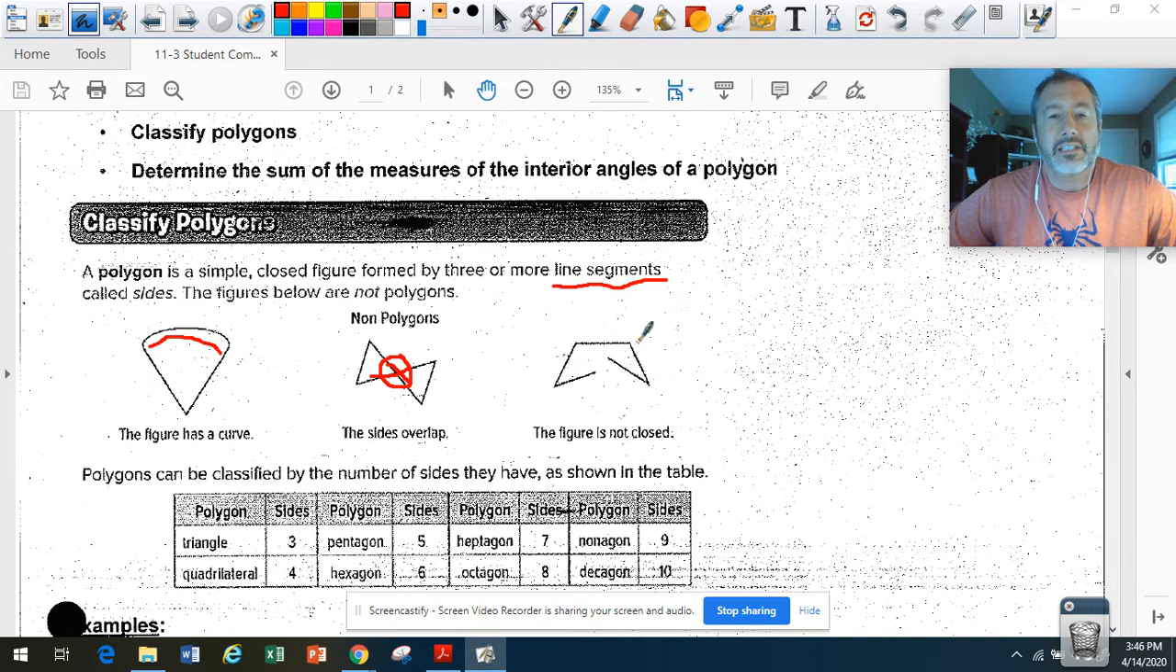Now, this last one here, it says a polygon has to be a closed figure. This is not. It is open. These 2 pieces here have not been connected at all. So these are basically the 3 reasons why these are not polygons. 1, because this one has curves. 2, because it's overlapped, and 3, because this is not closed. So now let's look at classifying these polygons. How do we name them?